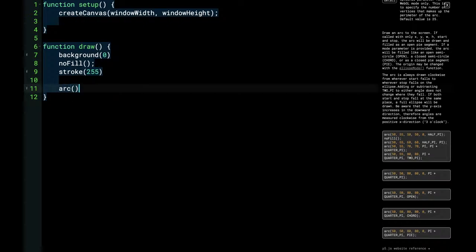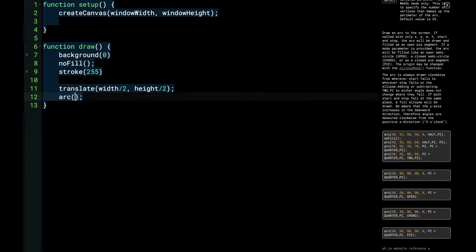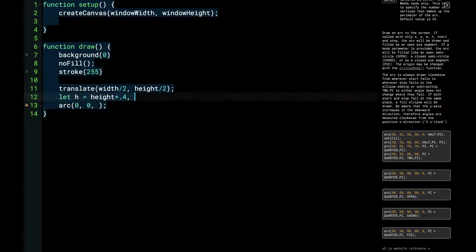And then I'll draw myself an arc. Let's translate to the center of the page so that that is 0, 0. So then I can draw this thing at 0, 0. Then I set a width and a height on it. Let's make it something like height times 0.4. Let's make that a variable so that we don't copy paste twice. Let h be this, and then use it twice.